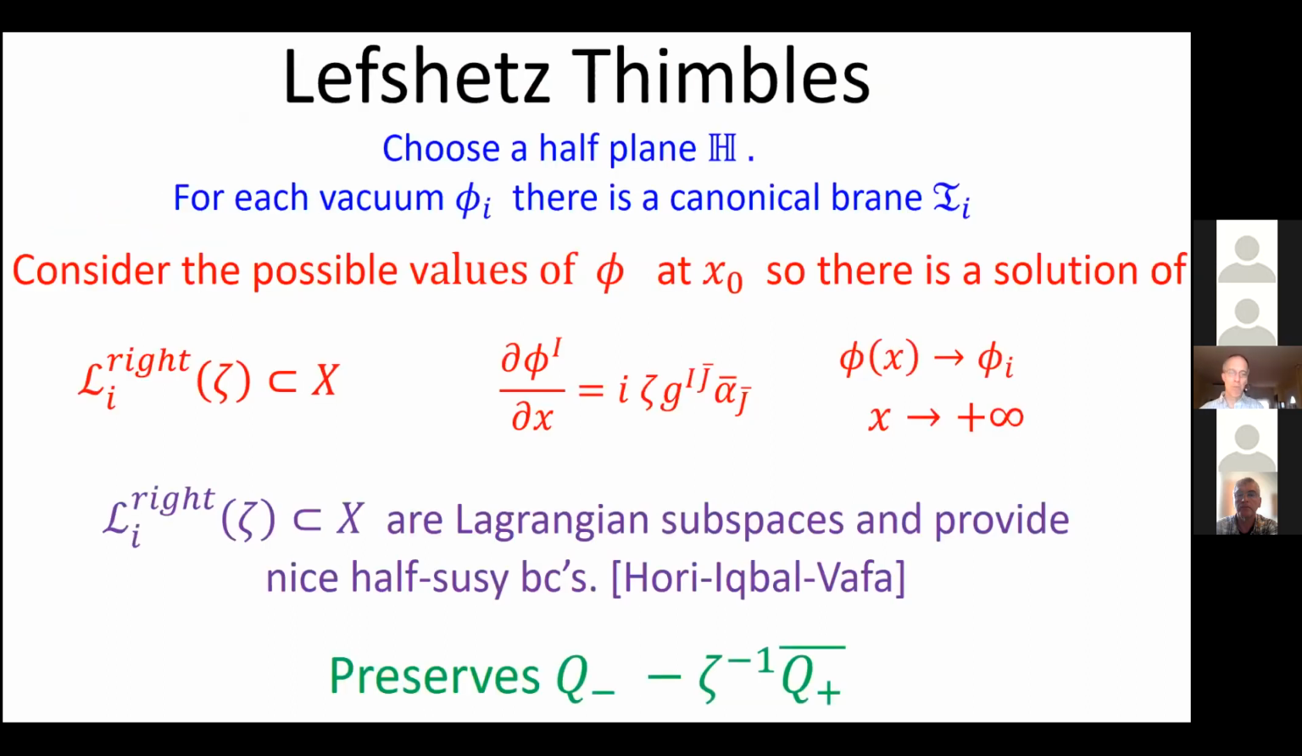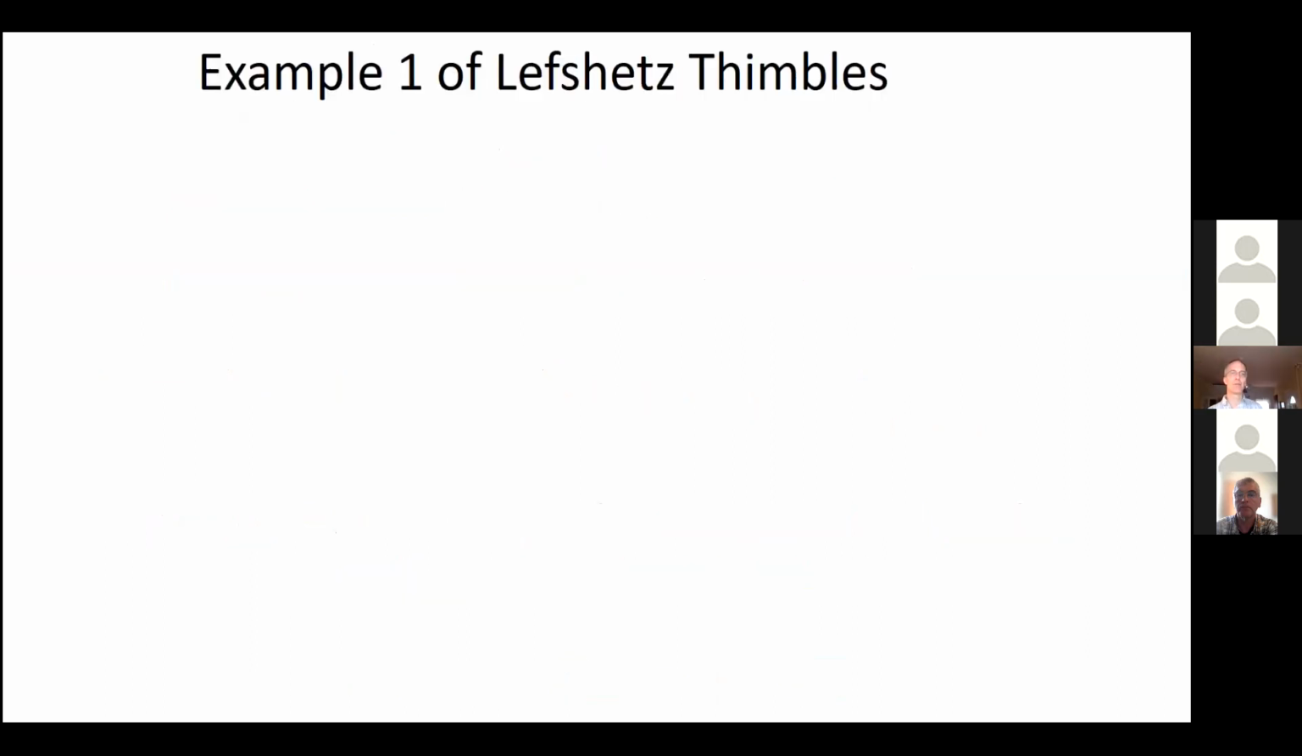Also, the corresponding MSW complexes now will be non-zero for generic zeta, unlike the case of the real line where we had to go to special zetas to have a non-zero MSW complex. So just to give a very simple example of a Lefschetz thimble, if W is a half phi squared, then the critical point, the vacuum, is phi equals zero.